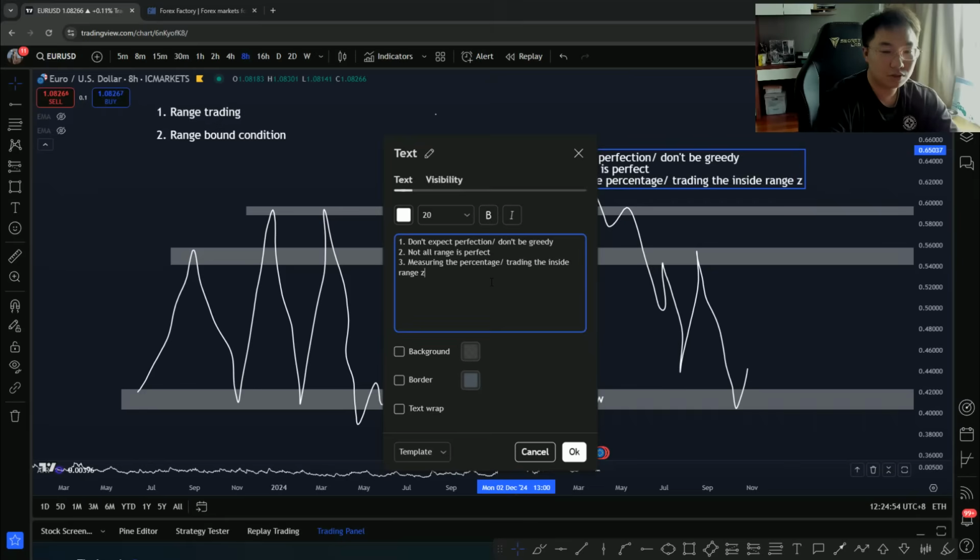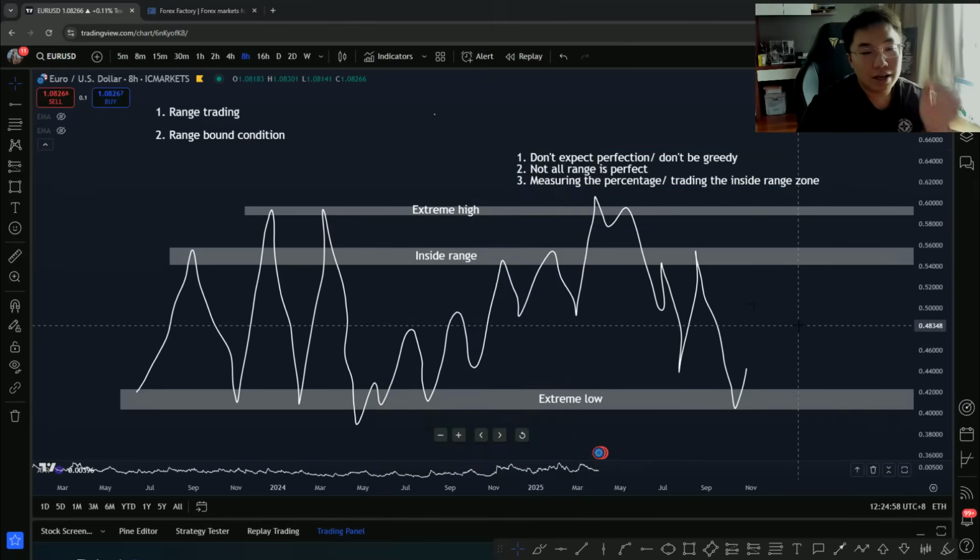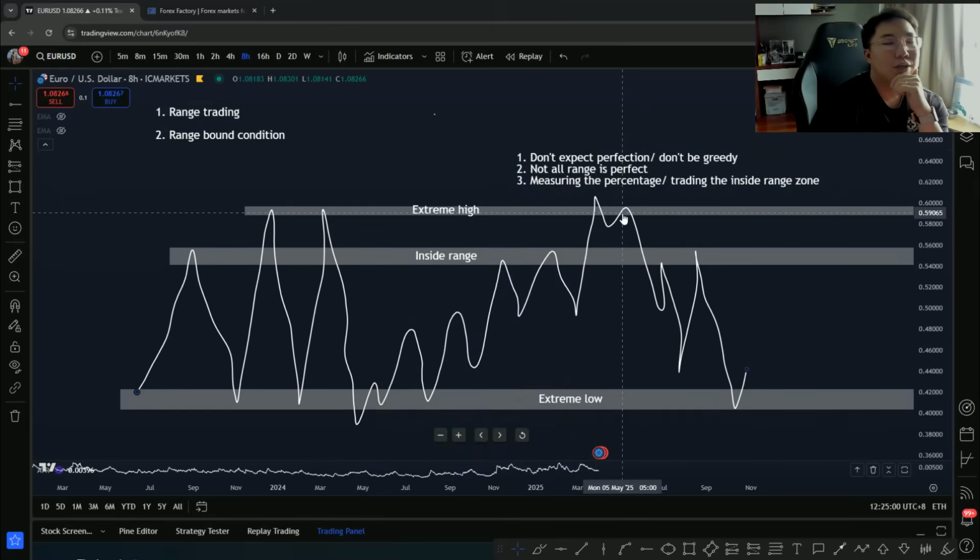Inside range. So this will be better. If let's say you missed out this short here and you're feeling very pissed, don't worry, because most of the time market will actually form an inside range that gives you another additional entry level.